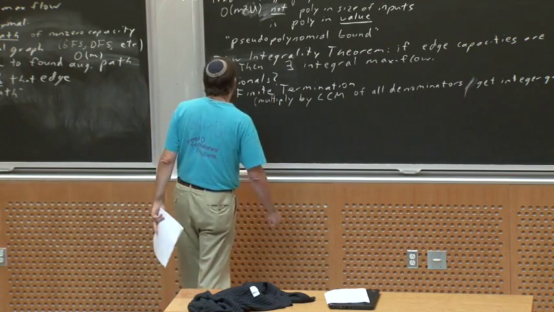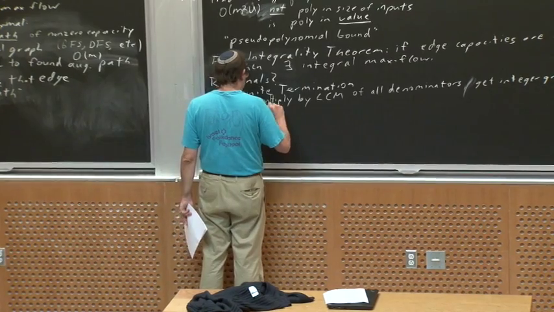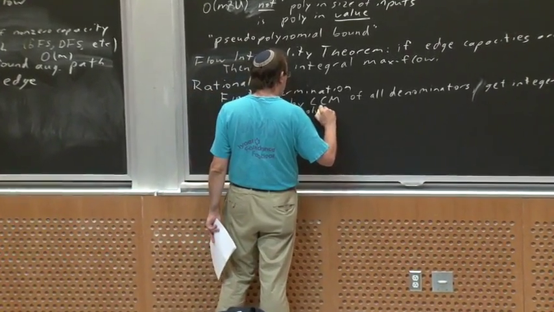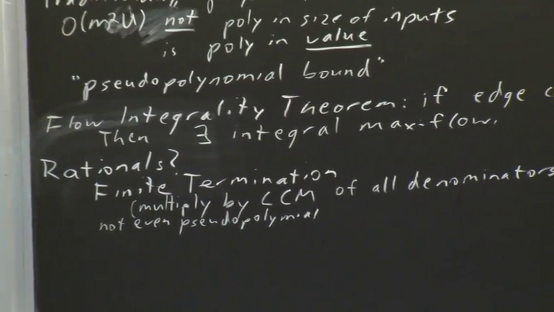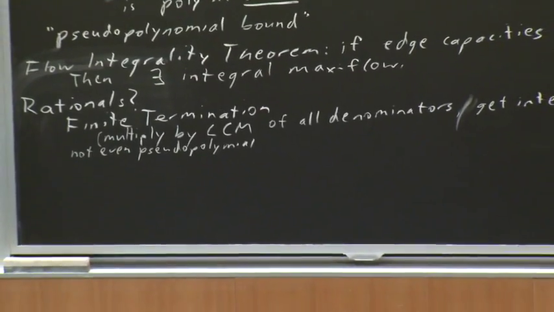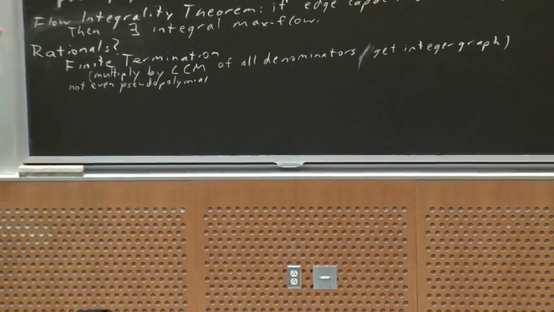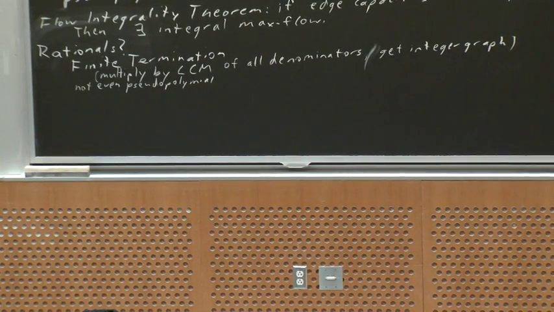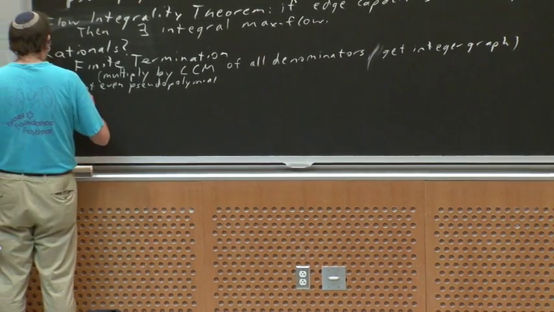So this is finite, but it's not even pseudo-polynomial. I mean, it's not clear how one would define pseudo-polynomial on rational numbers. Right? There's a question of the representation and what the size is. Is a half a big number or a small number? It sort of depends on your perspective. But we do have finiteness for rational numbers, so we have an algorithm. What about real numbers?